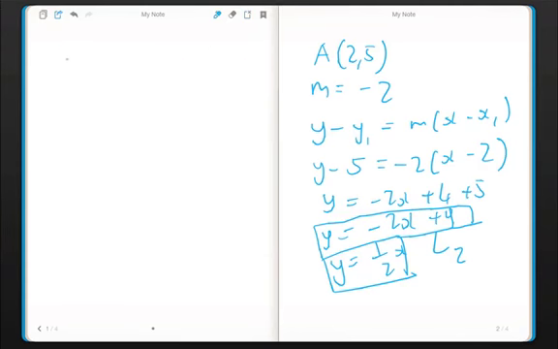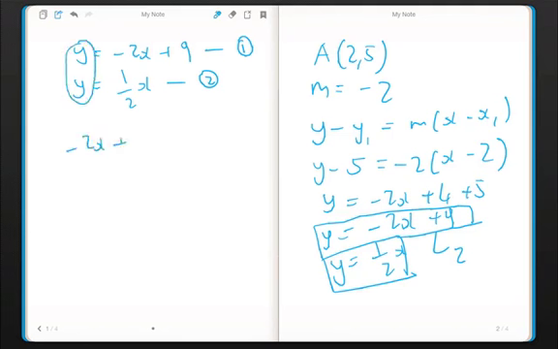Now we have two equations. We have one equation, y is equal to minus 2x plus 9, equation number 1, and equation number 2 is y is equal to half x. Now equating this, since y is the subject of both formulas, we can equate this. I do it this method, you can do it any other method you want. All works out to the same.